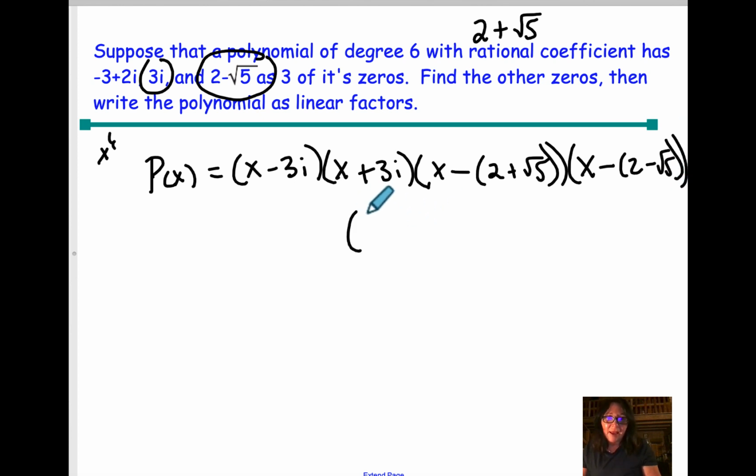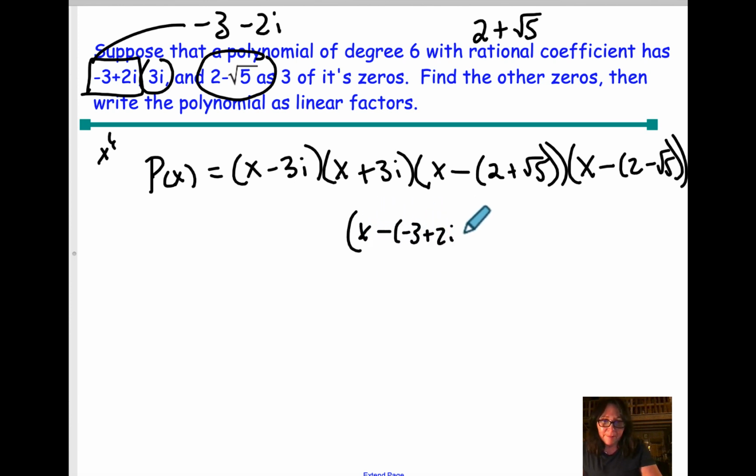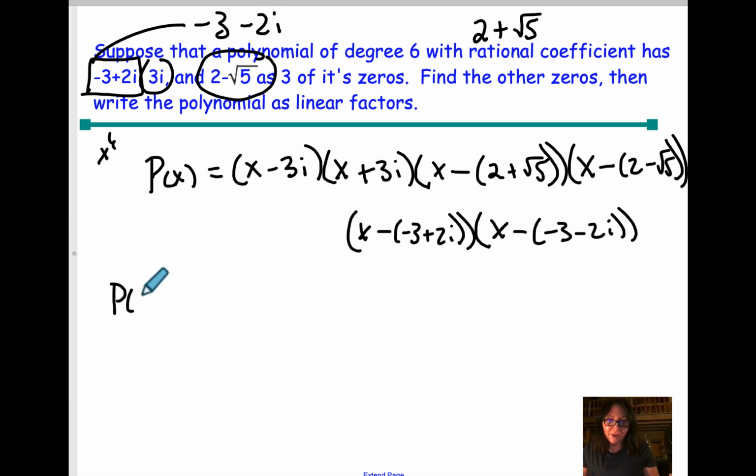Okay, and then I've got this, negative 3 plus 2i, and the conjugate of that is negative 3 minus 2i. So I've got those two. So this would be x minus the quantity negative 3 plus 2i, and then times x minus the quantity negative 3 minus 2i. And so that would be part of your work. And then you would definitely need to fix your answer and simplify it.